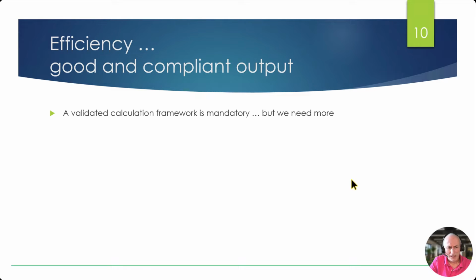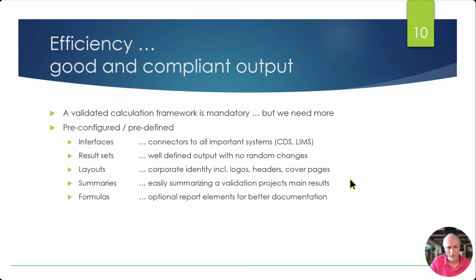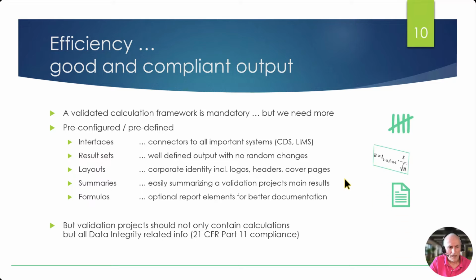A validated calculation framework is mandatory, but we need more. Pre-configured or predefined interfaces, so connectors to all important systems like CDS and LIMS. Result sets, well-defined output with no random changes. Layouts, corporate identity including logos, headers, and cover pages. Summaries, easily summarizing a validation project's main results. Formulas, optional report elements for better documentation. But validation projects should not only contain calculations, but all data integrity related info, that is, 21 CFR Part 11 compliance.